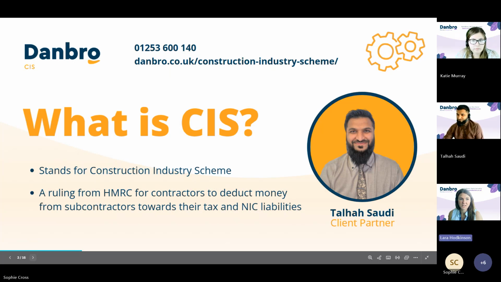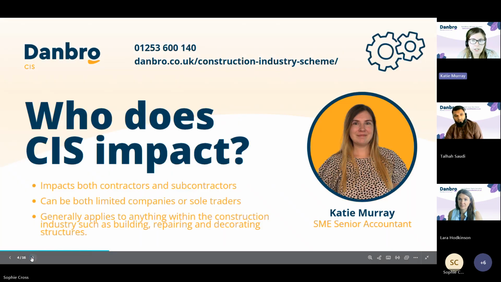Great. And Katie, could you tell us who CIS would impact? Yeah, of course. For the Construction Industry Scheme, or CIS, it's going to impact both contractors and subcontractors that operate within the scheme. It can be if you've got a limited company or if you're just a sole trader, it can impact both. And you can also be a contractor as well as a subcontractor. It usually applies to general construction work, such as building, repairing, demolishing and decorating structures.